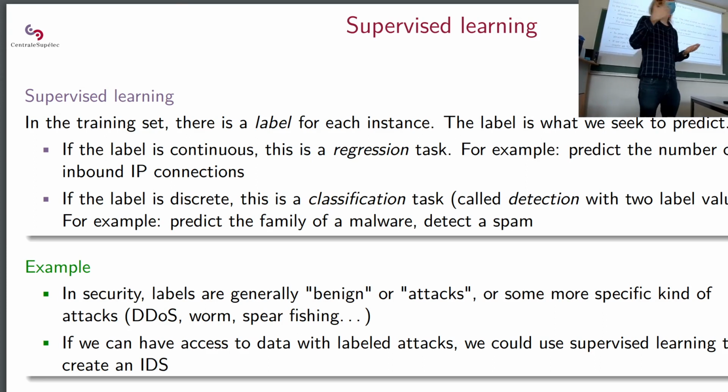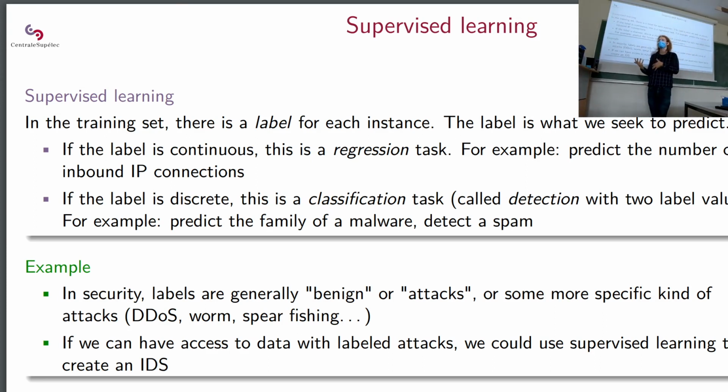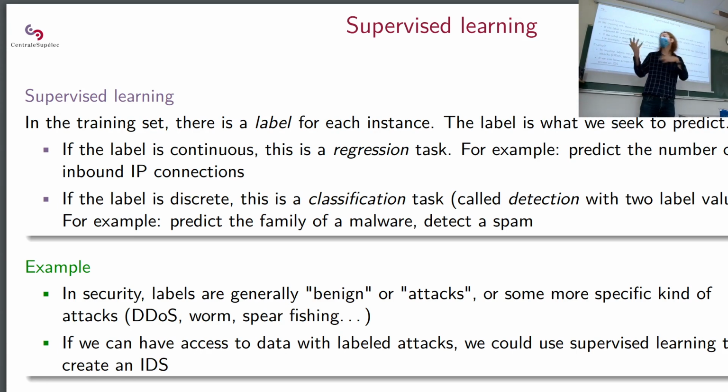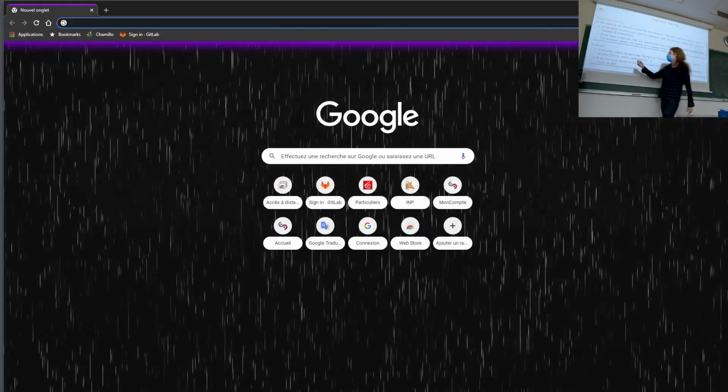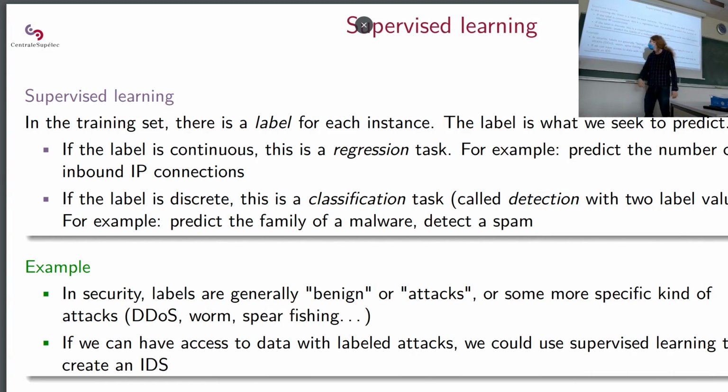If this label is continuous, if it's a quantity, it will be called a regression task. If this label is categorical, for example, if you want to predict the family of a malware, or detect whether a message is spam or not, it will be called a classification task. Sometimes it's called a detection task when there are only two possibilities, either spam or not spam, malware or not malware, and so on. So generally in security, your labels will be benign or attacks. And sometimes you can have some specific attacks. For example, you might want to predict whether it's a DDoS attack, a worm malware, a spear phishing message, and so on.